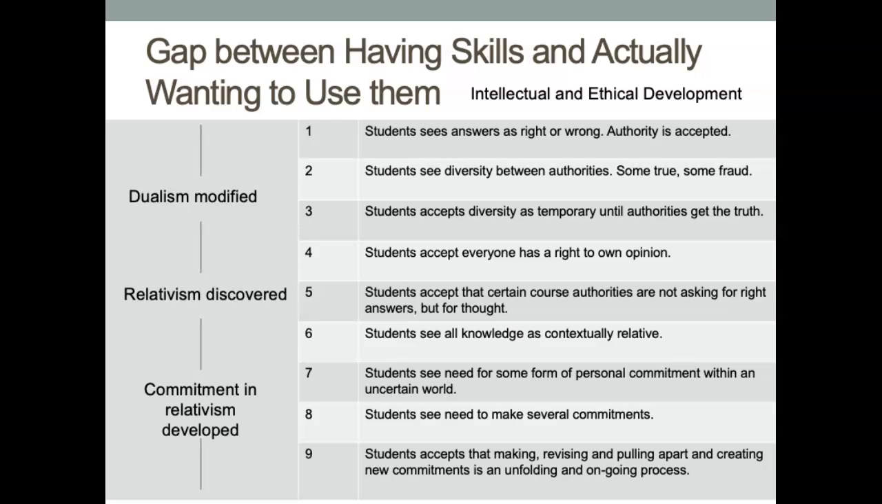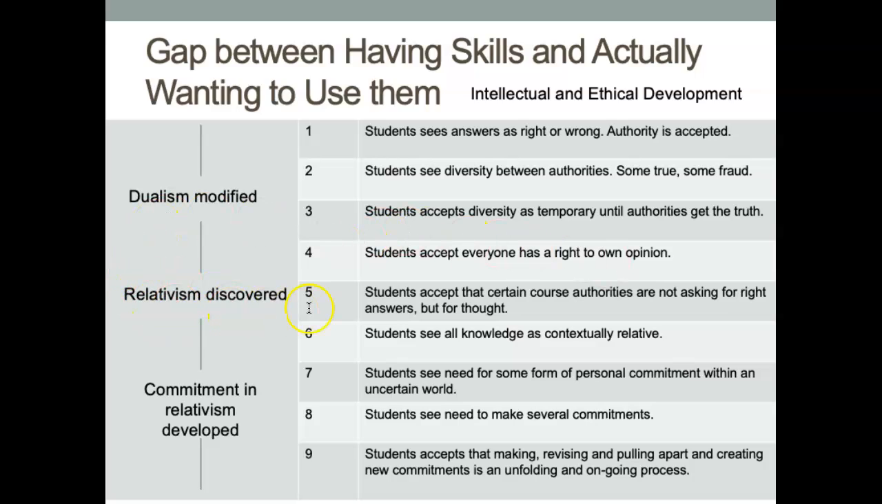So when we talked about looking at the different ways of how these gaps would be identified or addressed in the class, this relates to that graph that I talked about in the previous video. Now, in the dualism method, where students only see right and wrong, authority is accepted, and in moving on to looking at diversity between authorities, and looking at diversity as a temporary value, right, until the authorities get the truth. This is where they start to question what they are learning, and they probably look at how to make sense of that in the way that they understand something.